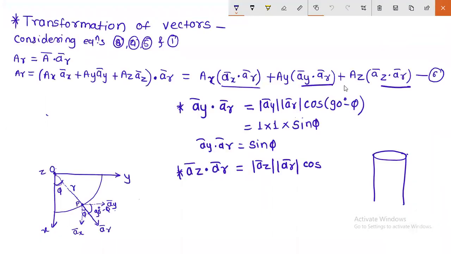Concentrate here, I'll tell you. Consider this cylinder. Here only the origin is there, with x, y, z.